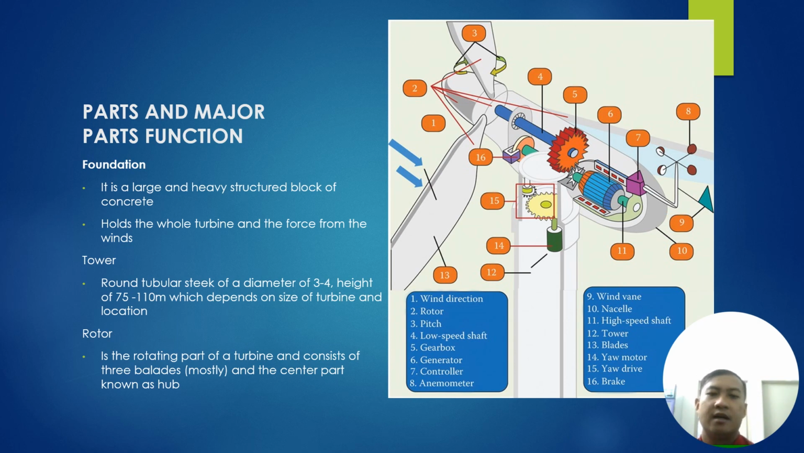So I will explain part by part the details of the structures of the wind turbines. The first one is the foundation, a large and heavy block of concrete, and it holds the whole turbine and the force of the winds.